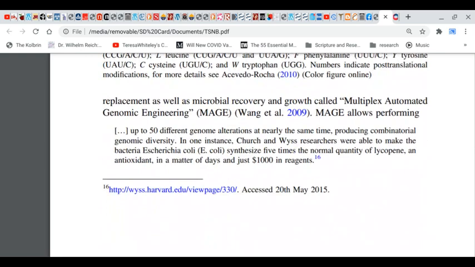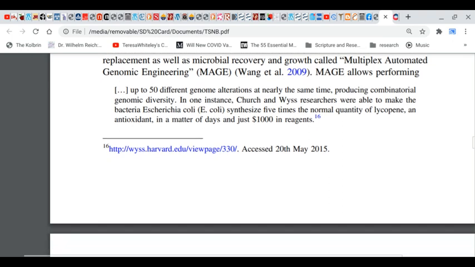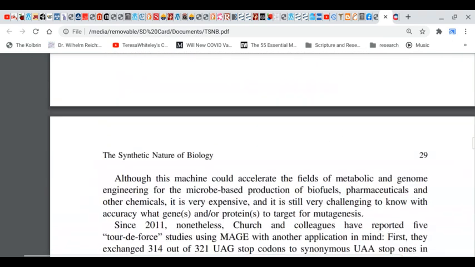MAGE can make up to 50 genome alterations at nearly the same time, producing a combinatorial genomic diversity. In one instance, Church and Weiss researchers were able to make the bacteria E. coli synthesize 5 times the normal quantity of lycopene, an antioxidant, in a matter of days and just $1,000 in reagents.